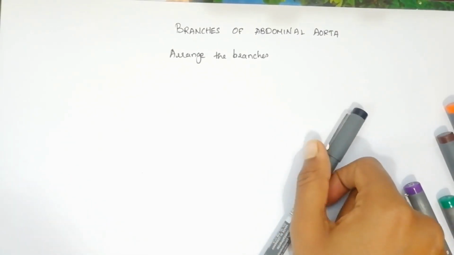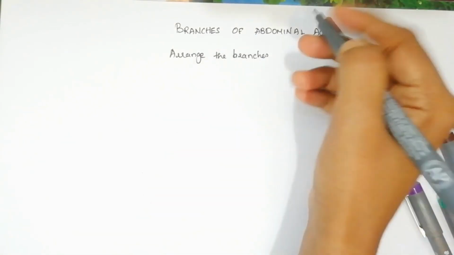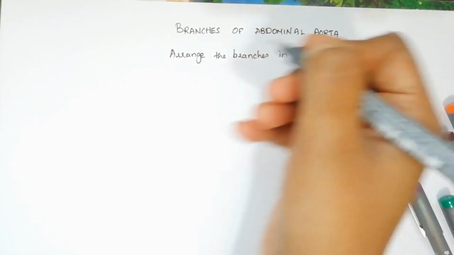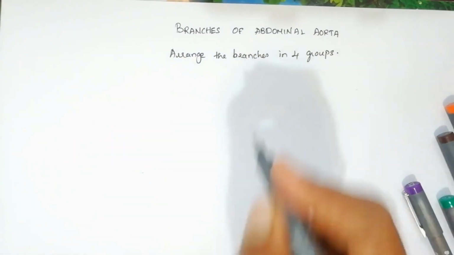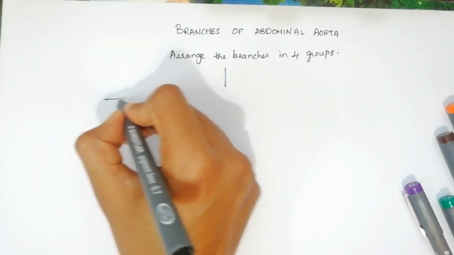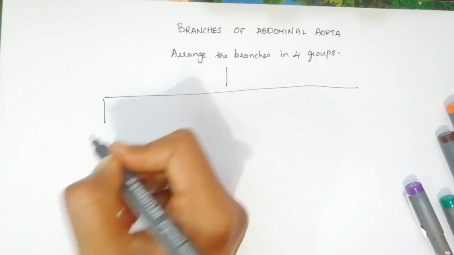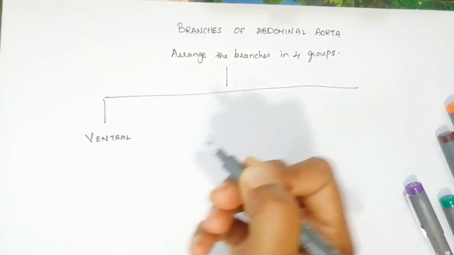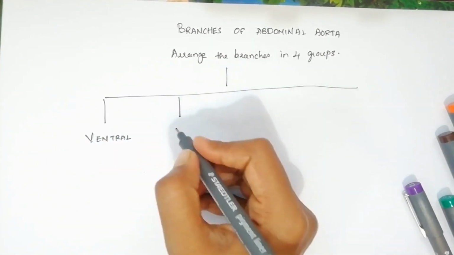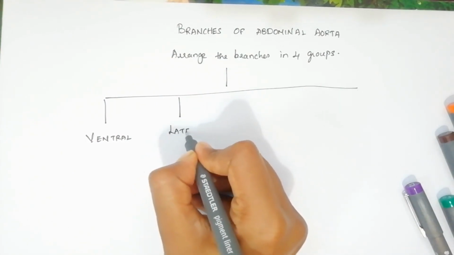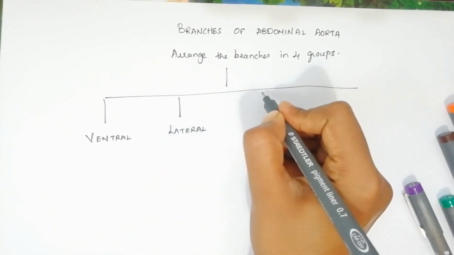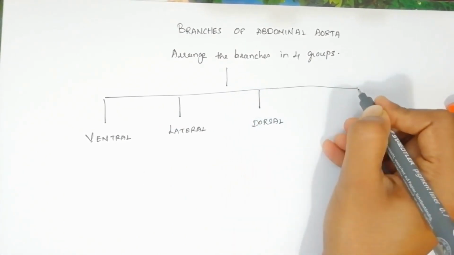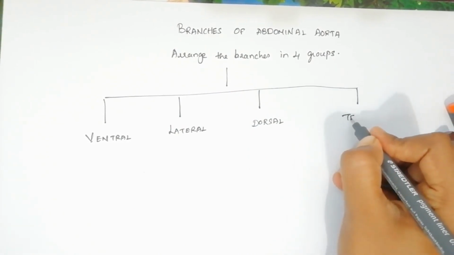Now we are going to arrange the branches of the abdominal aorta under 4 groups. First one is ventral, in the sense of anterior aspect branches, and then we have lateral on the sides of the arterial tube, and then dorsal branches, that is from behind the abdominal aorta, and then terminal branches.